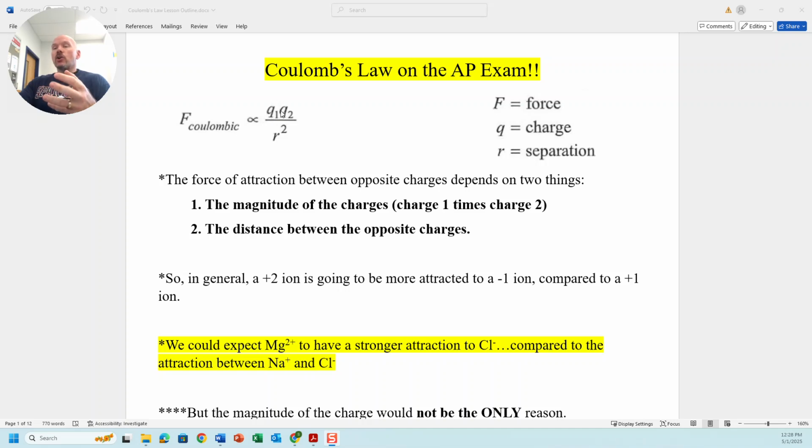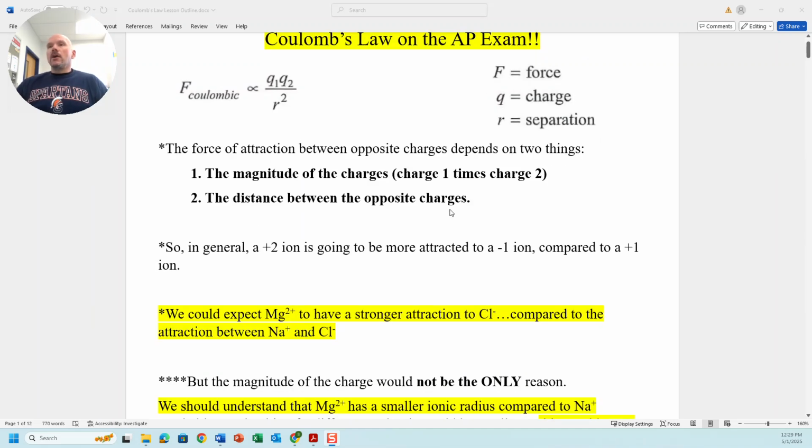And for the overall charge, plus one and minus one will be attracted to each other, but plus two and minus two will be even more attracted to each other. So the higher the negative charge and the higher the positive charge, the stronger the interaction is going to be. If it's opposite charges, they're going to attract each other more. But if it's like charges, then they'll repel each other more, the higher the overall charges.